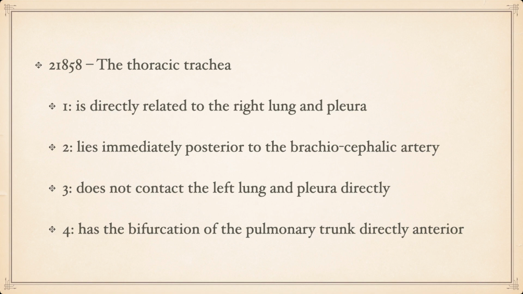And 4 has the bifurcation of the pulmonary trunk directly anterior. This is a tricky one. So if we go back to claptrap, we know that you get the tracheal bifurcation as well as the bifurcation of the pulmonary trunk happening at the level of the transverse thoracic plane of Ludwig. Look, I would have said that the pulmonary trunk is a little bit inferior and anterior to the trachea. I think if they said that the bifurcation of the pulmonary trunk occurs anterior to the tracheal bifurcation, that would be true. However, because they have said the bifurcation of the pulmonary trunk directly anterior to the thoracic trachea, that is not true. So number 4 is false.